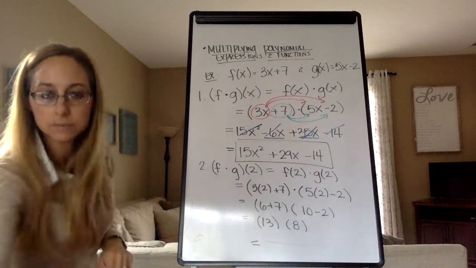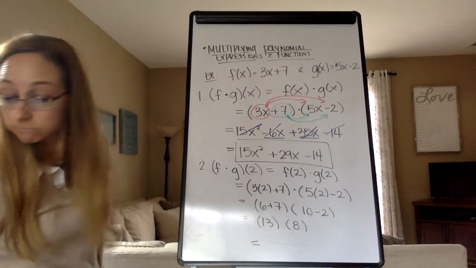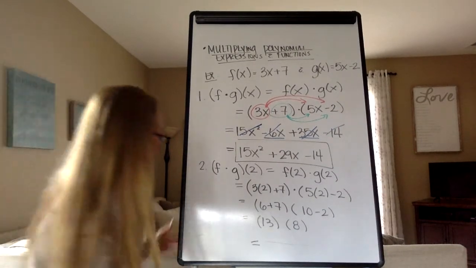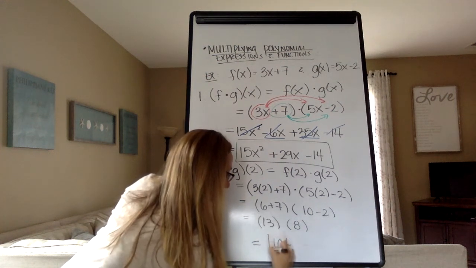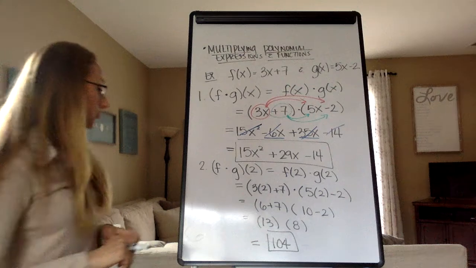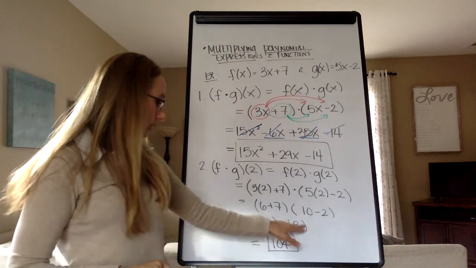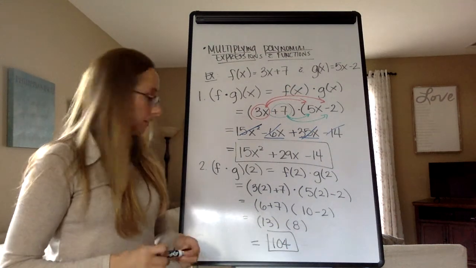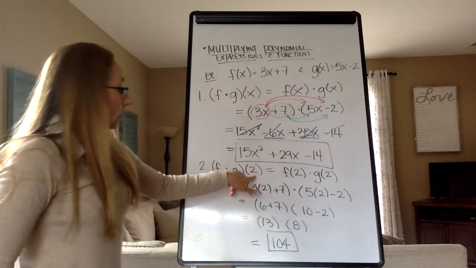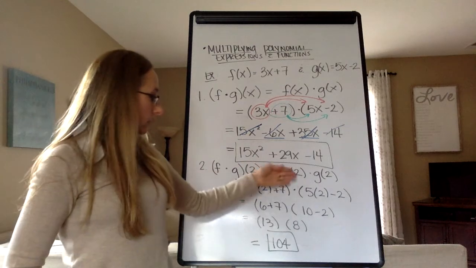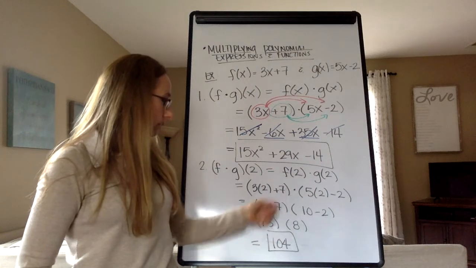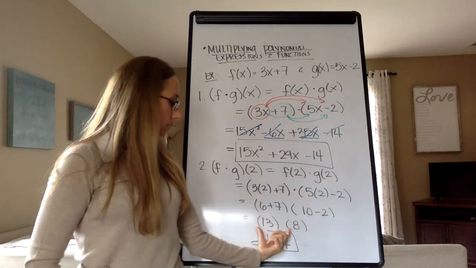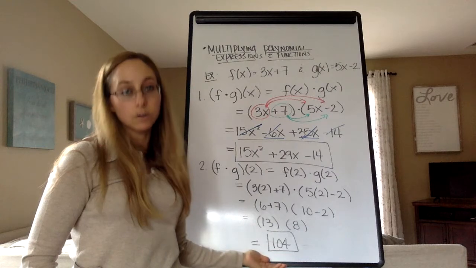And then 13 times 8, you get 104. So 13 times 8 is 104. So again here, we evaluated each function at the value of 2, got those two quantities, 13 for f, 8 for g, multiplied those two quantities together and got 104.